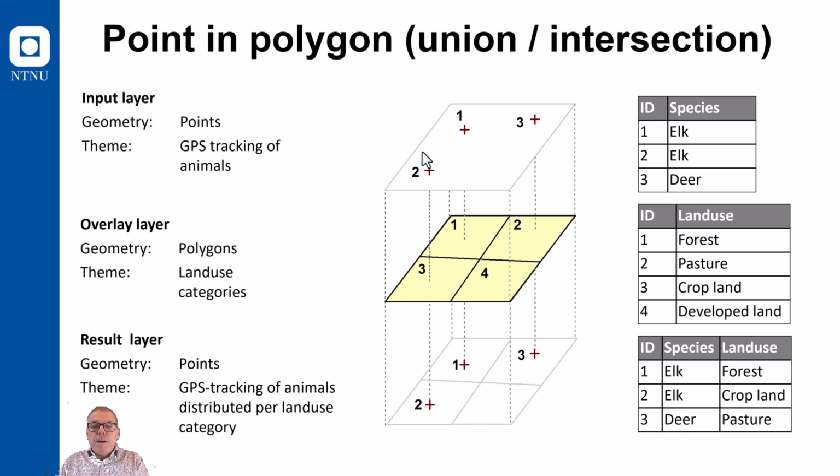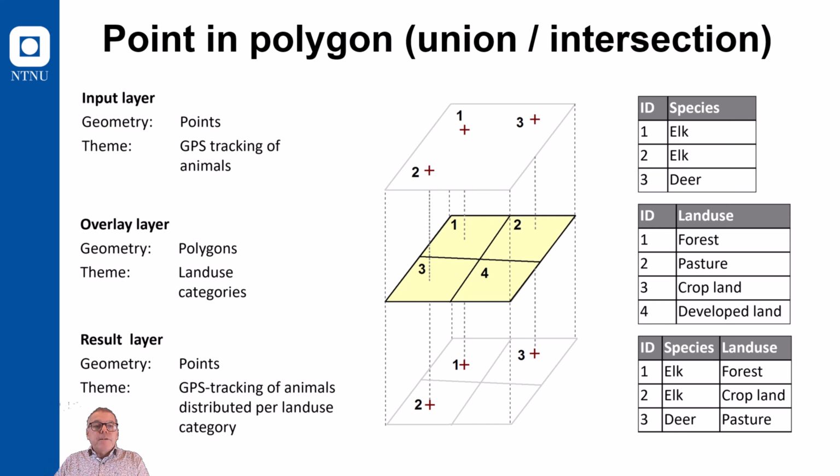Here we have a point layer as input, which has the same geographical extent as the overlay layer. And then union and intersection would provide the same result. It is only when the geographical extent differs between the two input layers that union and intersection provide different output. When the geographical extent is the same, the tools operate similarly.